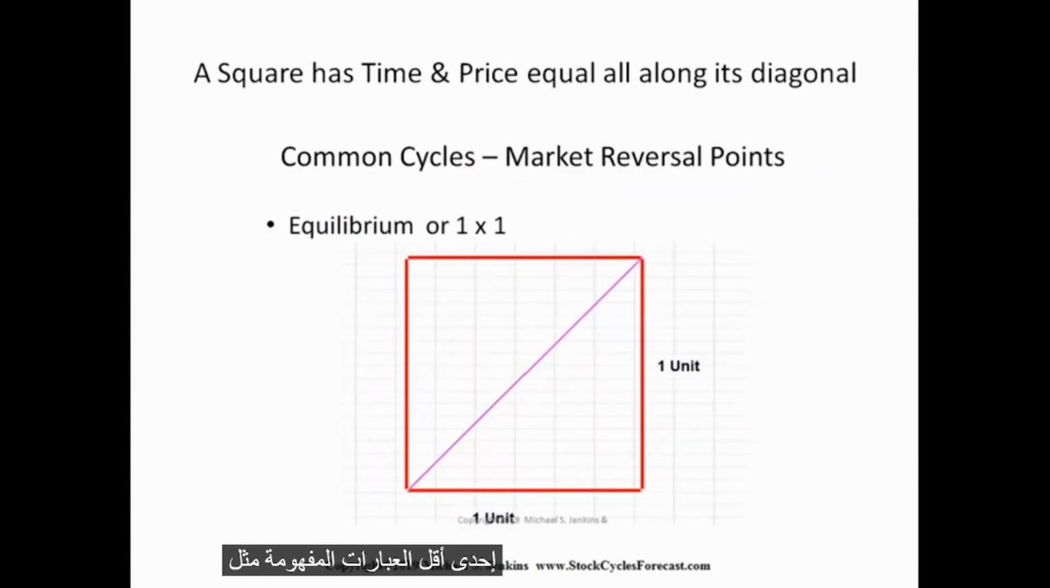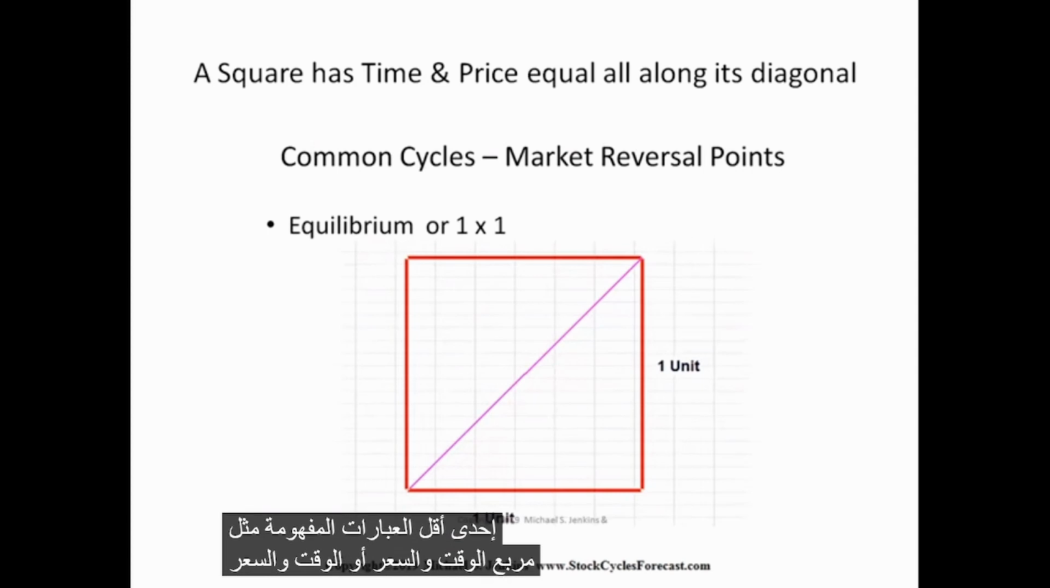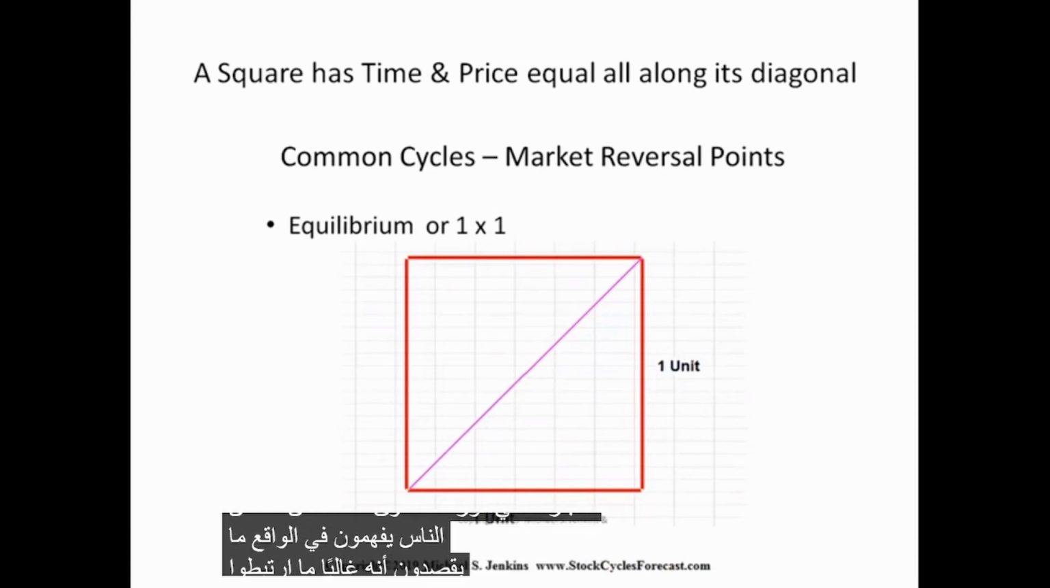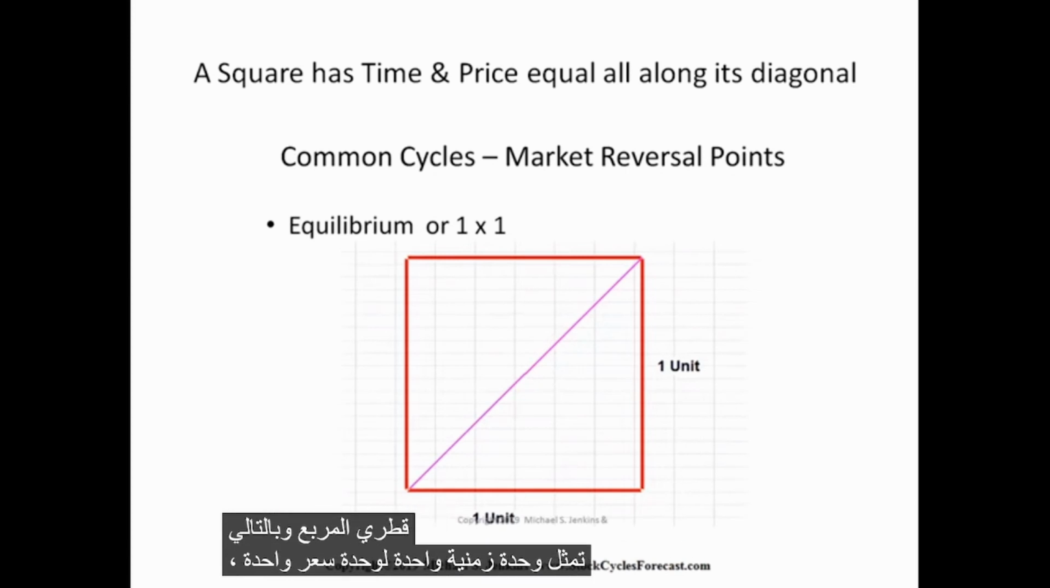One of the least understood phrases is time and price squared, or time and price are equal. W.D. Gann popularized these phrases in his market courses, but few people actually understand what they mean. They have often been associated with a 45-degree angle, since it is the diagonal of a square and as such represents 1 unit of time for 1 unit of price.